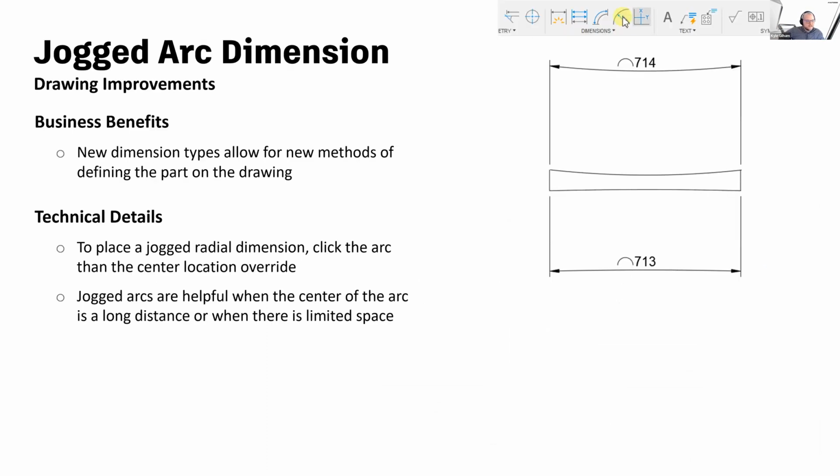One of the things the team is working on is this Jogged Arc Dimension. These are really nice to have when you are doing really large radiuses, because if you created a normal radius dimension here, the radius would actually go off the sheet, and that causes problems, obviously. So this is the ability to create a nice jogged radius where everything is in that one view. It makes it a little cleaner, neater, and it's a nice tool to have in your arsenal.